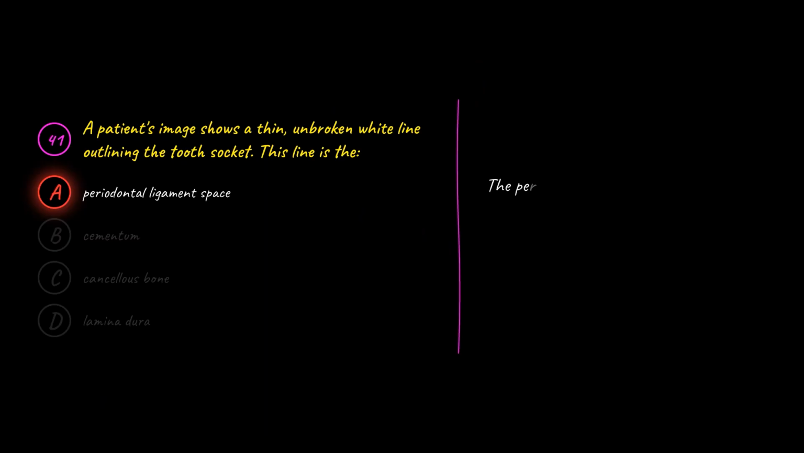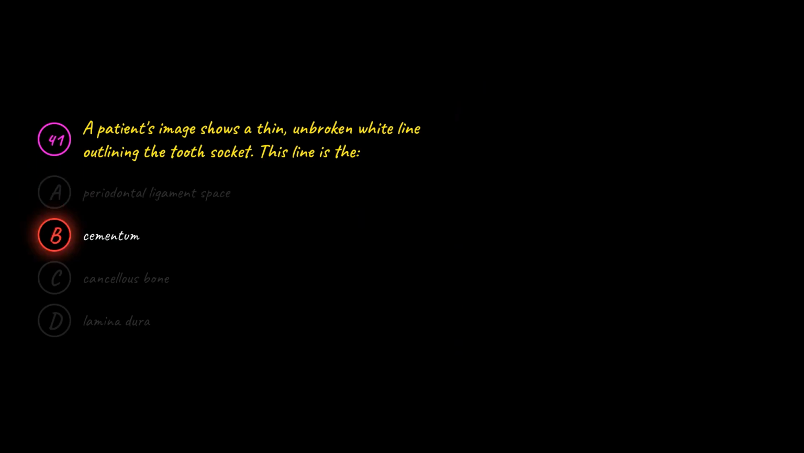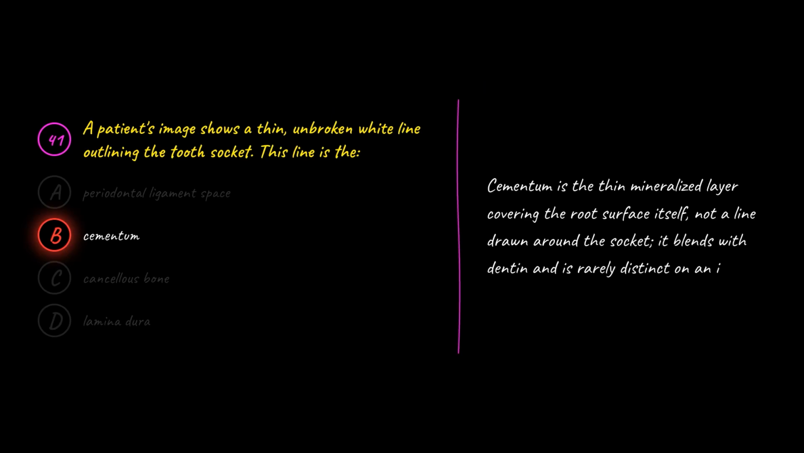A is wrong because the periodontal ligament space is the thin dark line just inside the lamina dura. Being soft tissue, it reads radiolucent, the opposite of the white line described here. B is wrong because cementum is the thin mineralized layer covering the root surface itself, not a line drawn around the socket. It blends with dentin and is rarely distinct on an image.